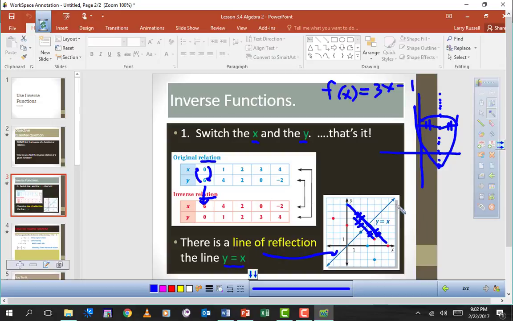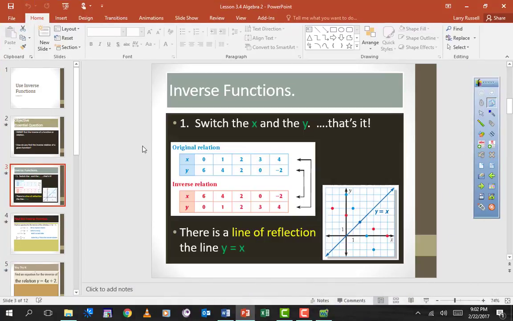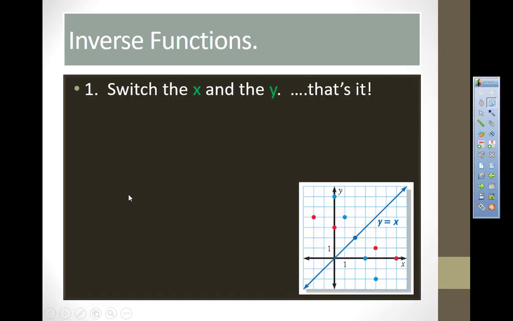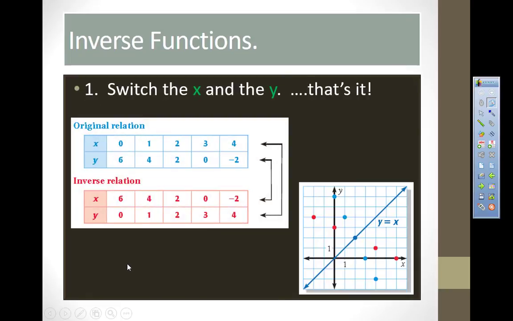Well, that's one of the little facts you're going to want to remember, is that inverses always have a line of reflection about the line y equals x. The second little fact you want to remember is that to find an inverse, usually the trick is just to switch x and y. And so we're going to do some examples where we do that. So let me get back here and move on. Okay. So inverse function, switch x and y.